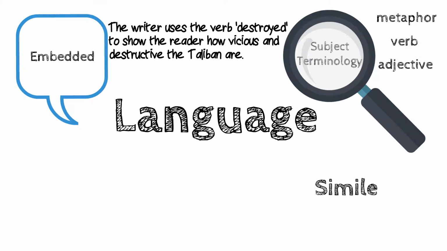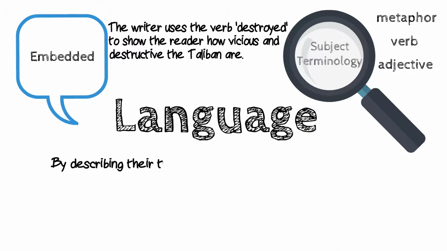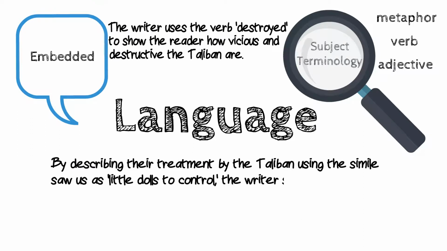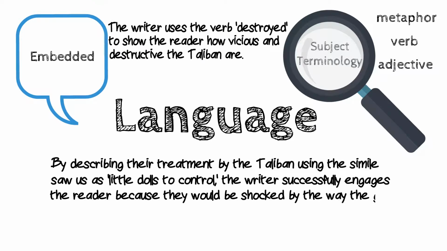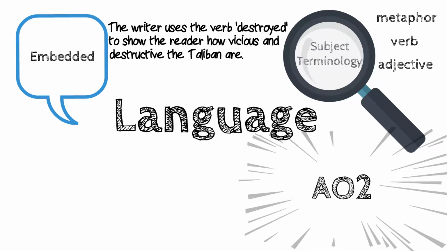If you see a simile, great, but you must write about the effects of that simile to get marks for it. For example, by describing their treatment by the Taliban using the simile, "saw us as little dolls to control," the writer successfully engages the reader because they would be shocked by the way the girls are being treated. When you're making AO2 comments, remember that you need to keep your comments about the effect on the reader. What does the writer want them to think, feel, and imagine? How has the writer used language and structure to achieve this?